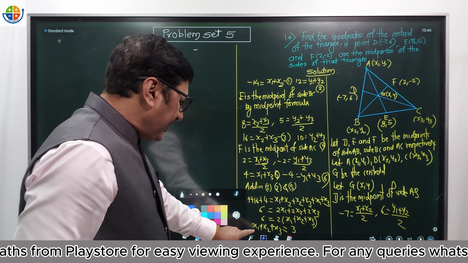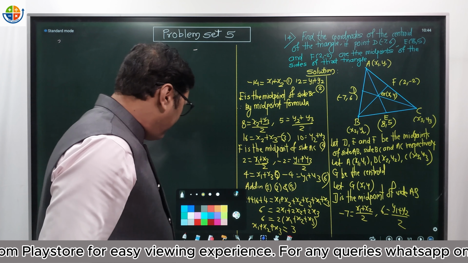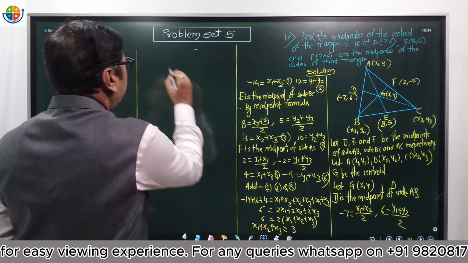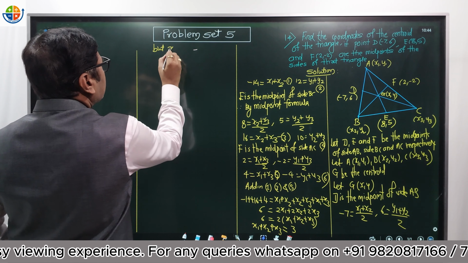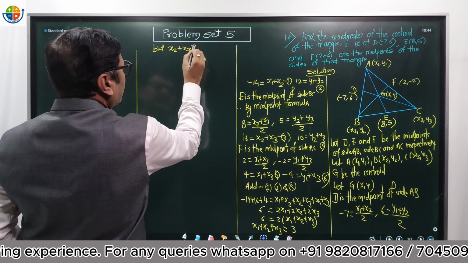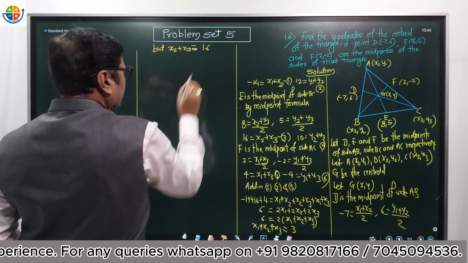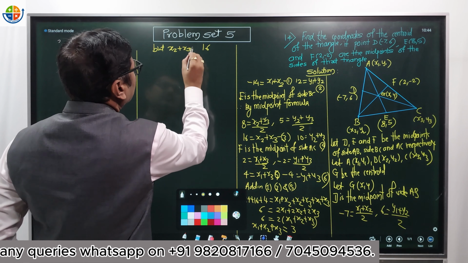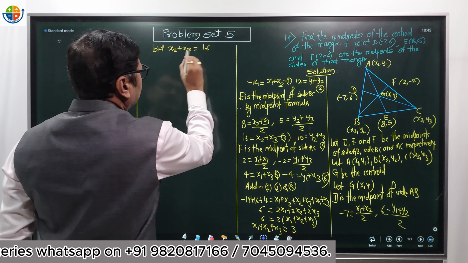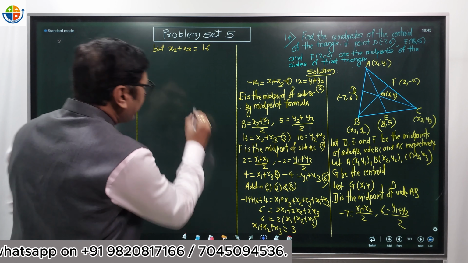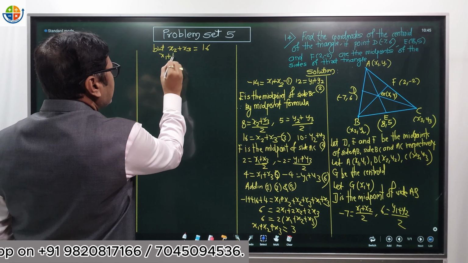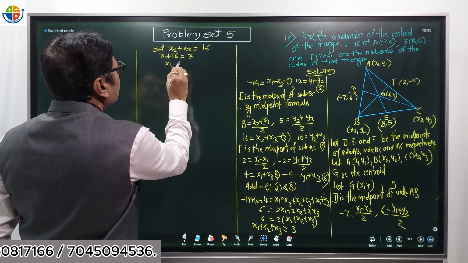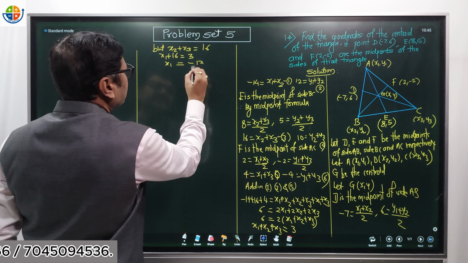Okay, बच्चों. You got x1 plus x2 plus x3 is equal to 3. But we know x2 plus x3 कितना है? देखो x2 plus x3 is equal to 16. Right? तो ये वैल्यू इसमें रखिएगा. x1 plus 16 is equal to 3. So x1 कितना होगा? 3 minus 16, that is -13.